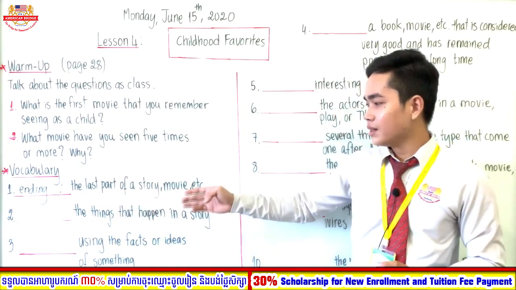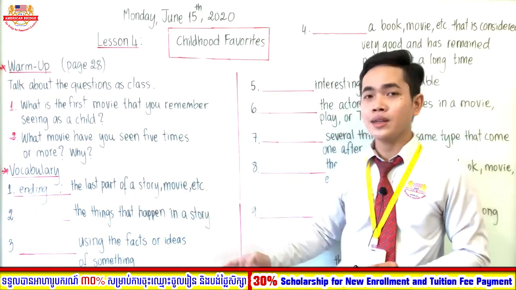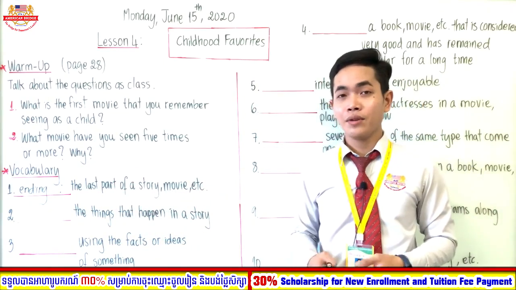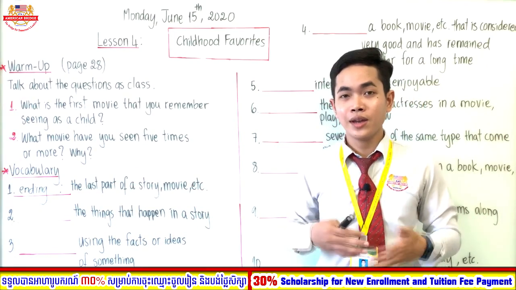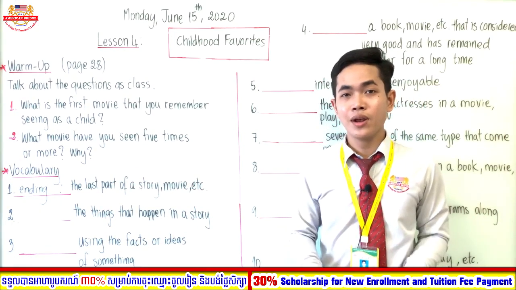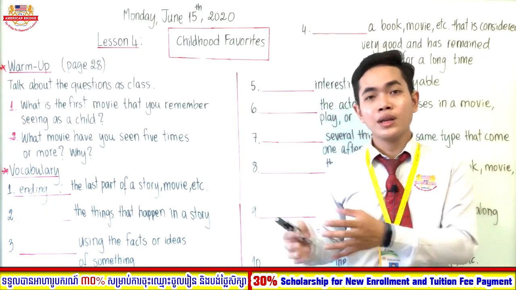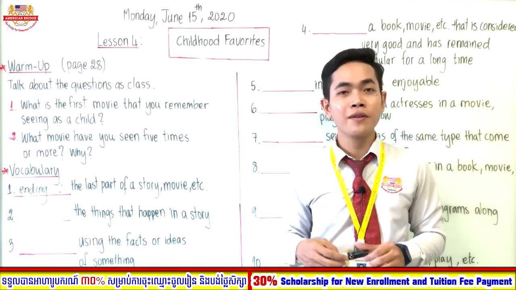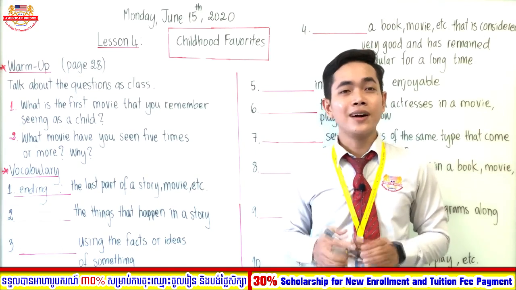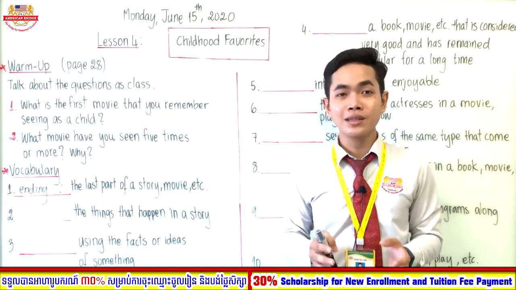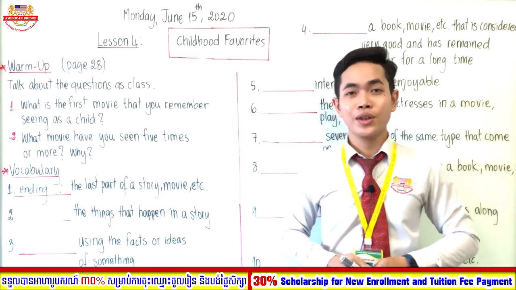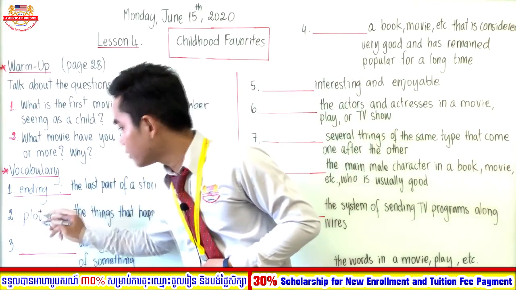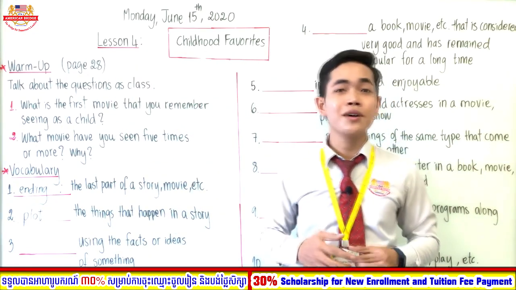Now let's move on to number two. Number two is the things that happen in a story. What do we call it in a story? Like the events that happen in a story, or something that goes on in a story. So we call it, start with letter P, everyone. Can you find it in our reading? Okay, it is plot. Very good. Yes, so number two is the word plot.